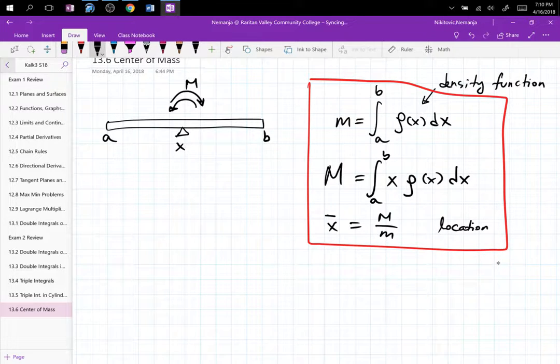So now, let's take an example for 1D and then move to 2D. When you are in 2D, it's going to be already fun.